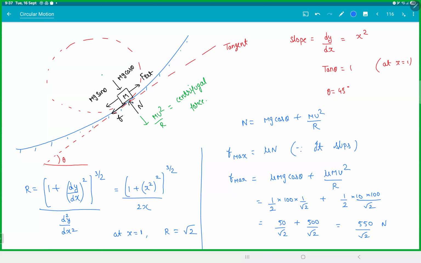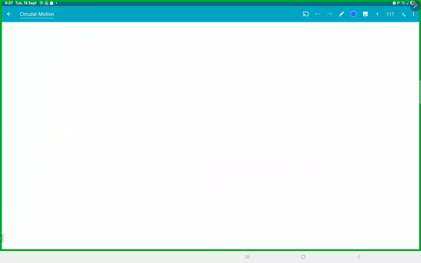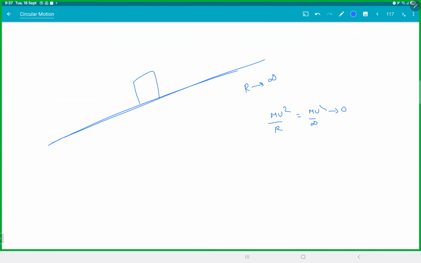Clear with this? If I ask you friction, normal reaction, you have to start with your free body diagram. Once you draw the free body, this is the thing that you need to remember. If you are going in any curve other than a straight line, actually when you go in a straight line also there's a centrifugal force. A straight line is a circle whose radius of curvature is infinity. So the centrifugal force will be mv square by r, which is mv square by infinity, which becomes 0.